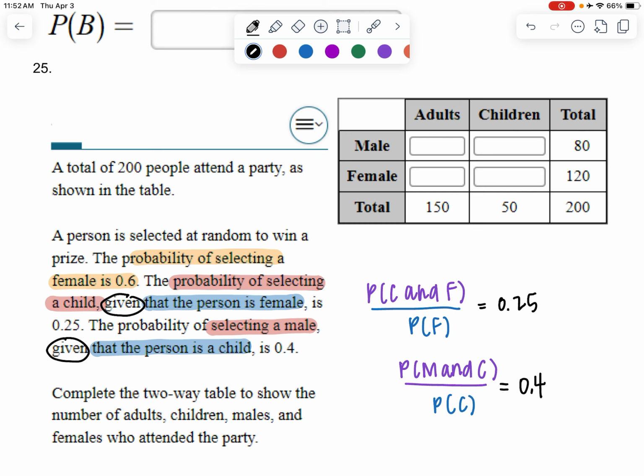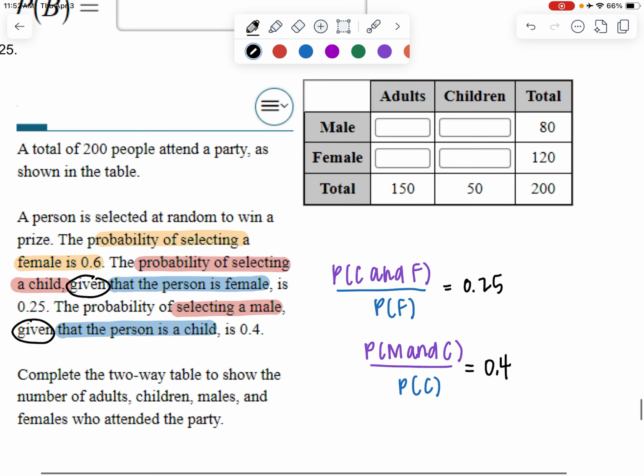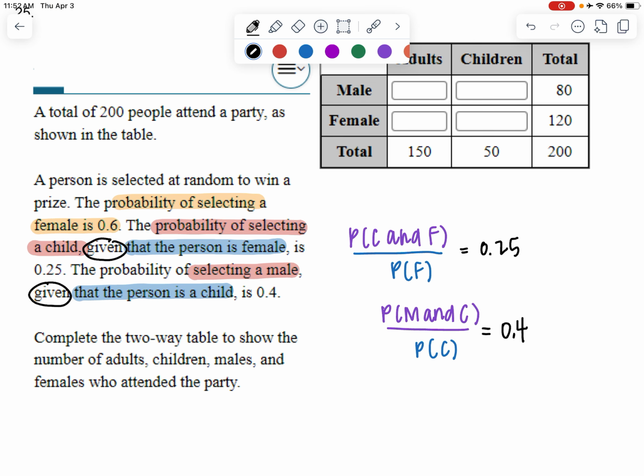Okay, so we're trying to fill out the two-way table. We already know some of this information. We know the probability of being a female is 0.6. So that right there, that's our P of F that we have labeled. Now we have P of F right here, so we can plug that in. So we have that this is 0.6.